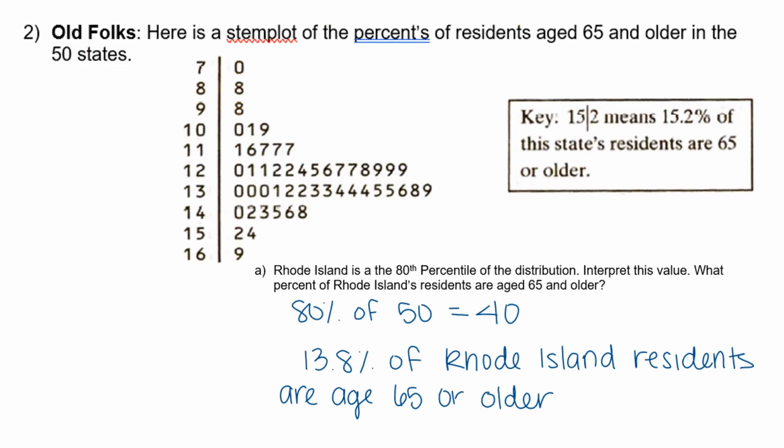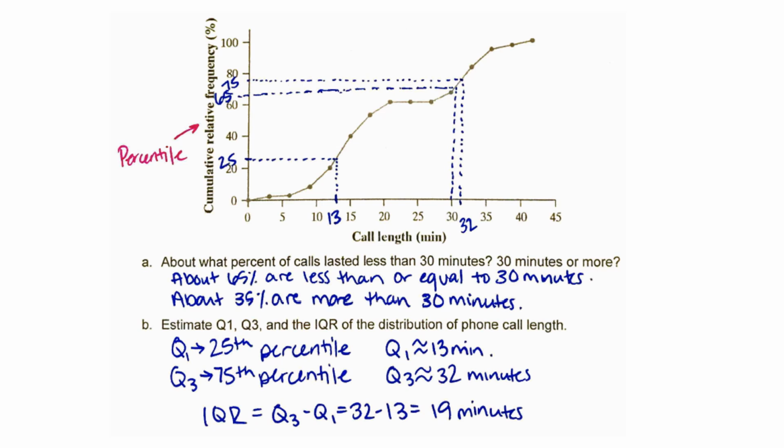Number 2, same thing here for counting the 80th percentile. You should know hopefully that 40 out of 50 states is where the 80th is, or that's 80% of 50. And so when you count and find the 40th dot, it is in fact 13.8%. And then you can also pause to look at this one as well.